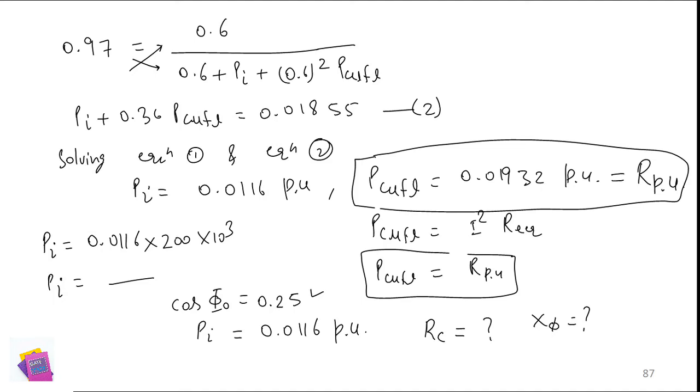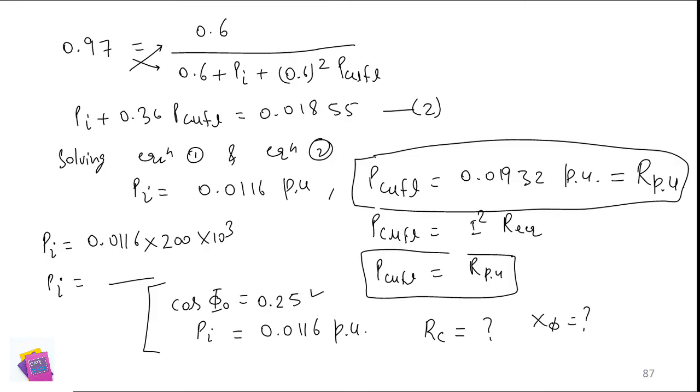Now you have to remember the open circuit test of the transformer. Because you have these two readings, Pi and no load power factor, you can directly find out RC and Xφ. See how. You know Pi equal to V squared by RC. V is 1 per unit, and RC is given to you as how much?